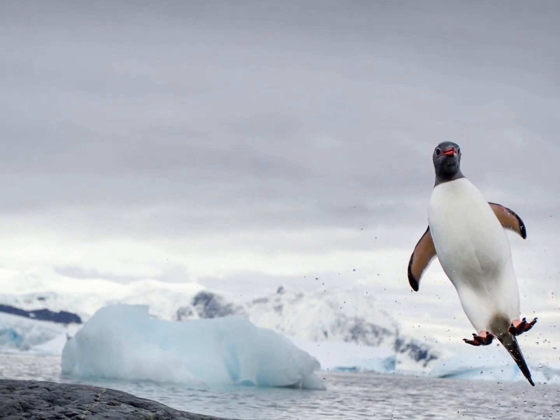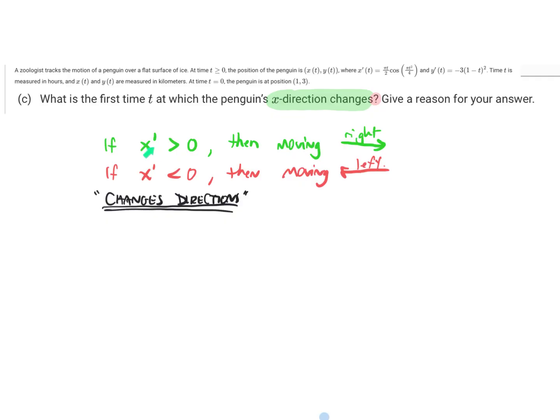Wow, what a picture. Alright, so we're talking about just the x direction. When the rate of change of x is positive, we're moving to the right. When it's negative, we're moving to the left. And we change directions when x prime changes signs. So that could be positive to negative or negative to positive, because then you'd be moving right and then changing to left, or moving left and then changing to the right. We got our direction change.